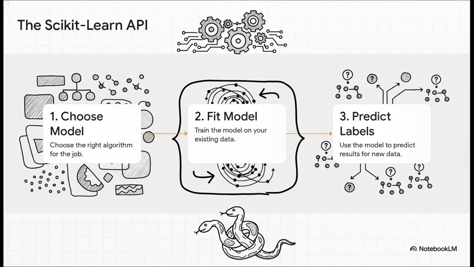Now, that might sound incredibly complex, but the absolute beauty of scikit-learn is how simple it makes the process. It doesn't matter how complicated the algorithm is behind the scenes, you almost always follow the same 3 steps. 1, you choose a model. 2, you fit that model to your data, which is just a fancy word for train it. And 3, you use that trained model to predict answers for new data you haven't seen before. It's this elegant, simple pattern that makes machine learning so accessible.